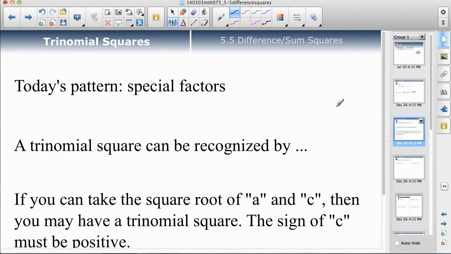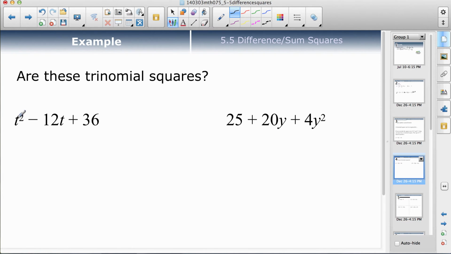And that's a similar thing when we're looking at trinomial squares, or sum of squares. A trinomial square, what we're looking for is a pattern. So you can recognize them by, if you can take the square root of a and c, then you might have a trinomial square. Okay, so here, what they're saying is that if I can take the square root of that and it comes out even, then it might be a trinomial square. And that has to work for this term, and it has to work for that term as well. So the square root of 36 is 6. Square root of t squared would just be a t. So maybe this is a trinomial square.